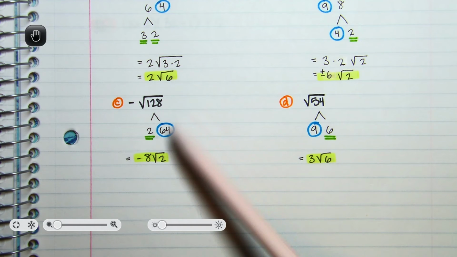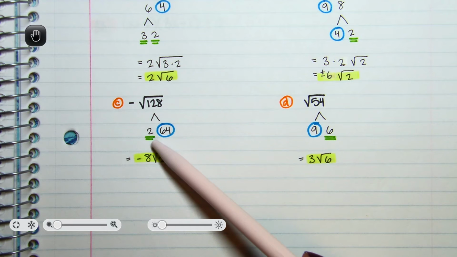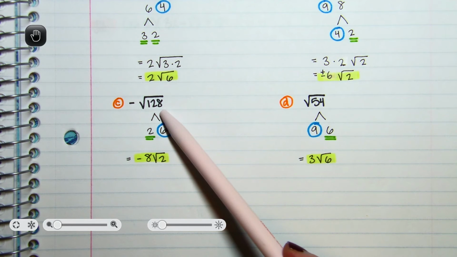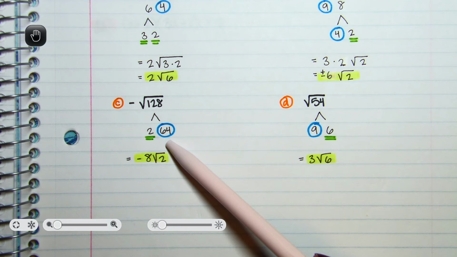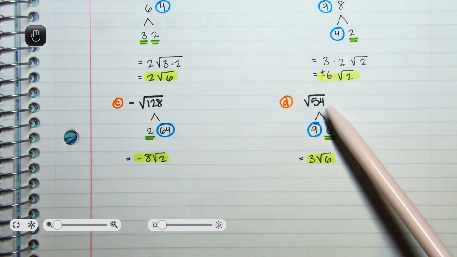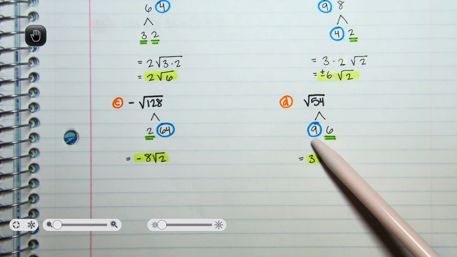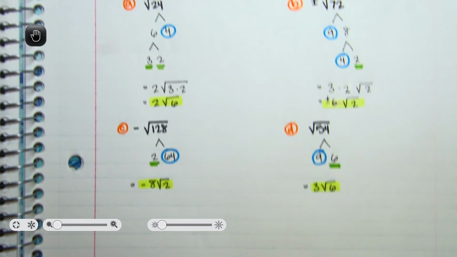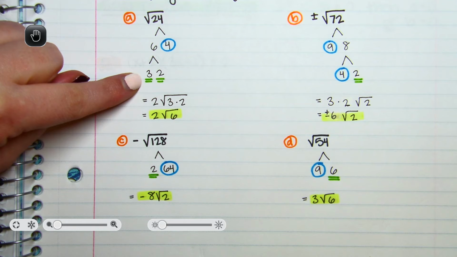For part C, there wasn't an obvious number that went into it other than I know 2 has to go in because it's even. And when I divided that, 2 goes in 64 times, and I lucked out. 64 is a perfect square. Versus part D, 54, the first thing that came to mind was 9 times 6, and 9 is the perfect square.